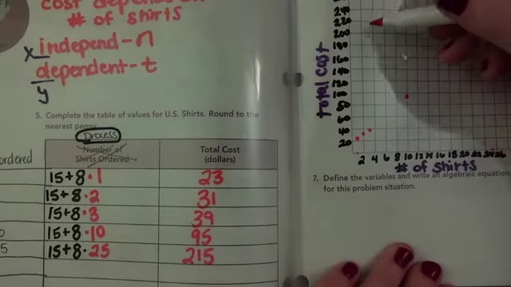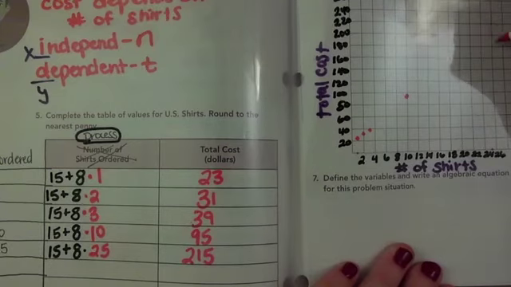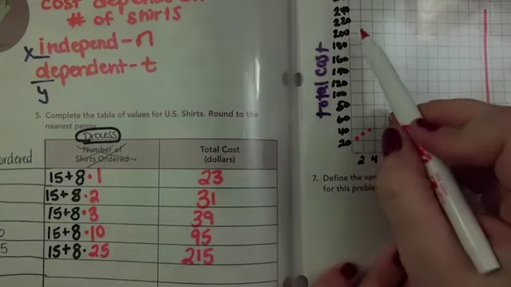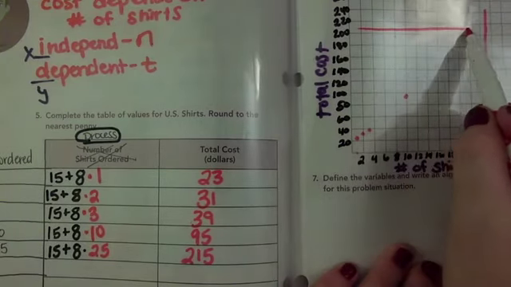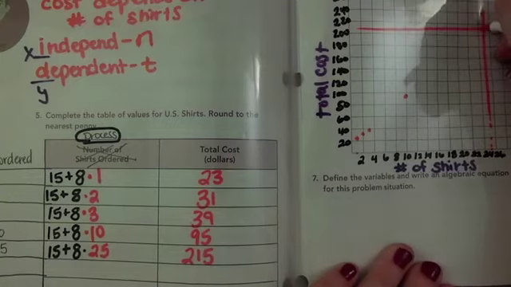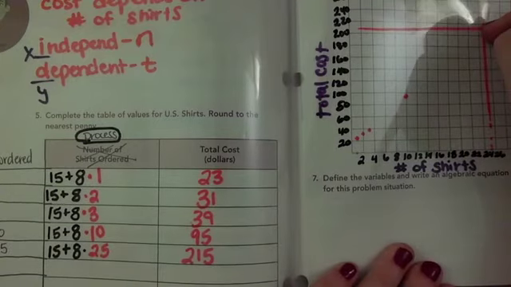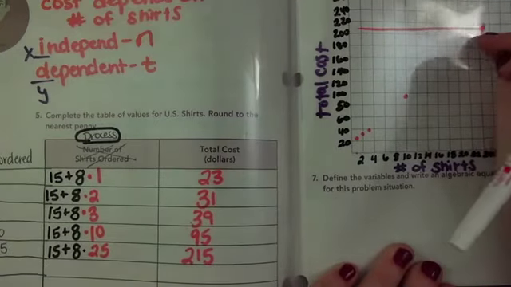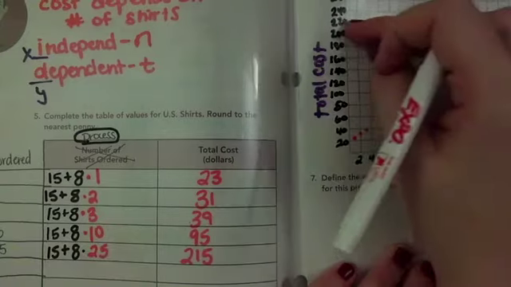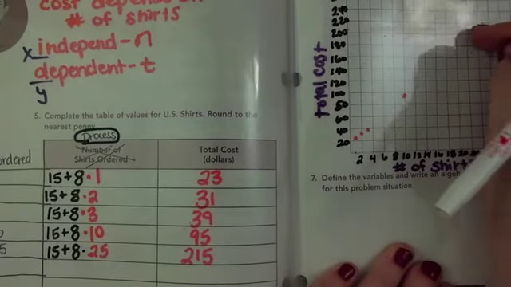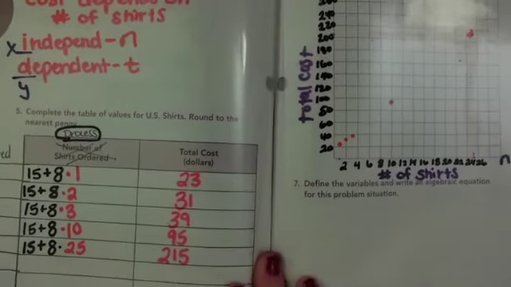215. So 220, I'm going to have to get myself up there. 215, so it'd be right there, and you can erase those lines. That was just to help me get there because I couldn't follow the lines very easily. So that would be that next point.